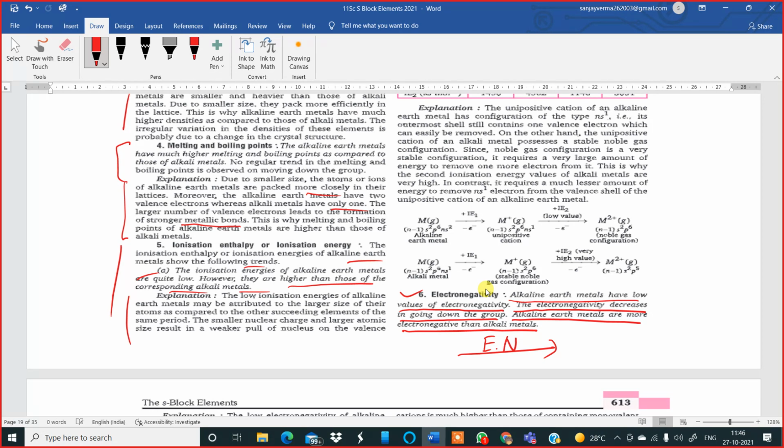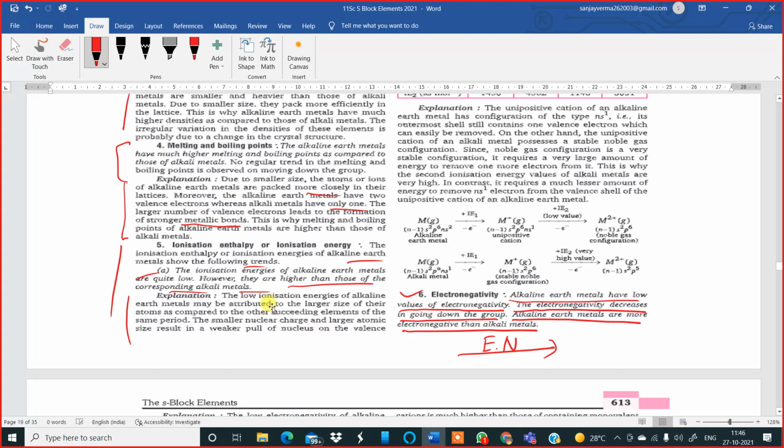But if you compare alkaline earth metals with the alkali metals, the alkaline earth metals have higher values. But comparatively, if you compare with the group 17 or group 18 elements, the alkaline earth metals will have low values of electronegativity.